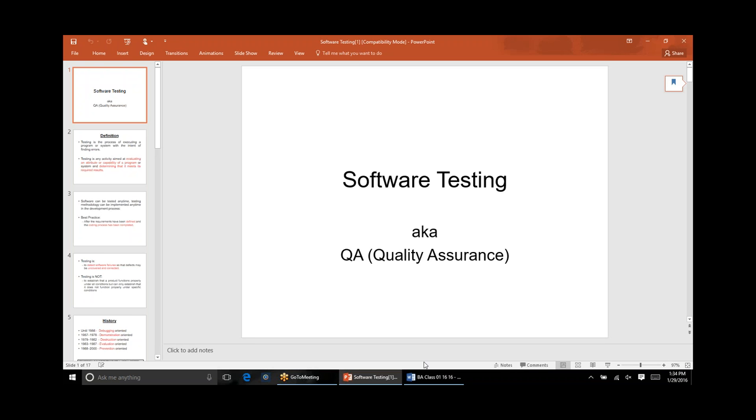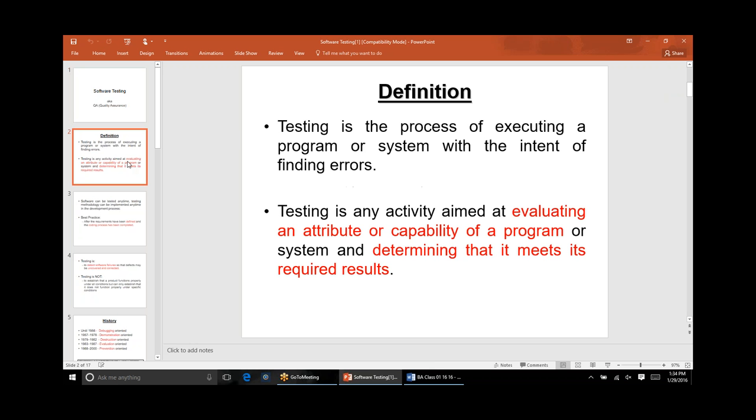Today we will talk about different software testing technologies, meaning how different types of testing can be carried out using SAP or any technology for that matter. So we talk about some of the concepts of testing.